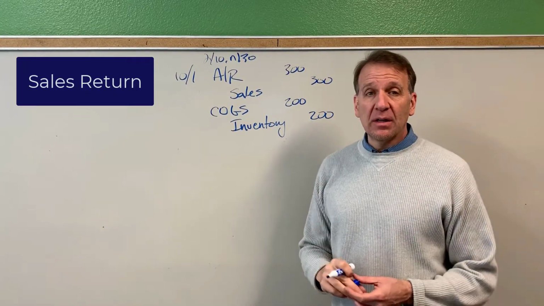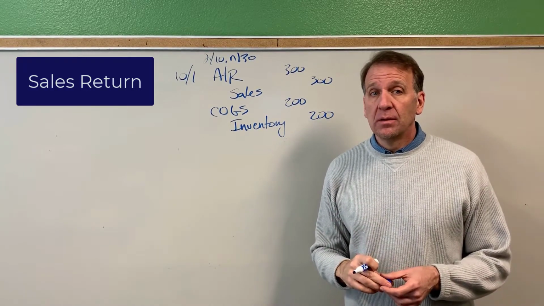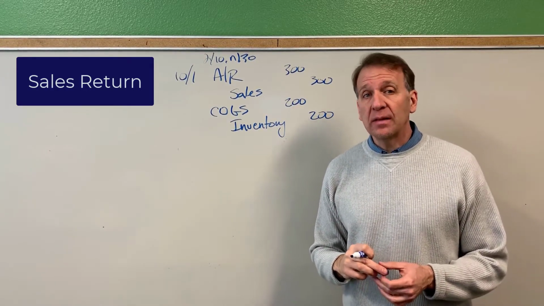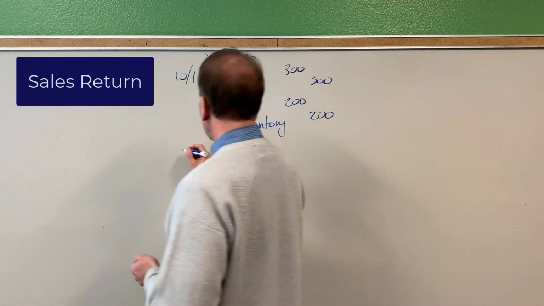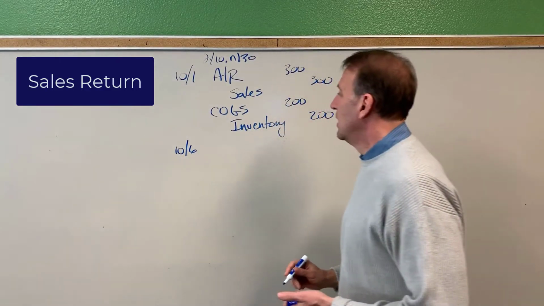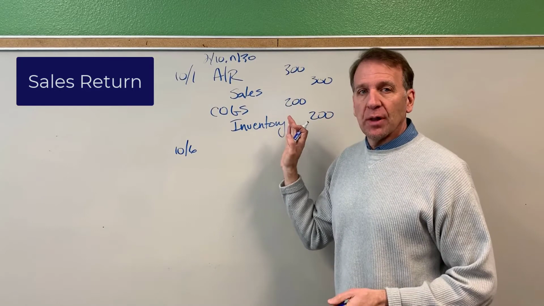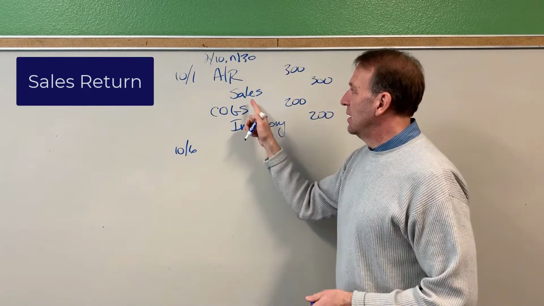Now, the customer decides that they don't want these items anymore. So they're returning them. So for a return, and I'll just make up a date here. Let's say the return takes place on October 6th. The return, for the most part, just reverses out these journal entries, except for one exception.